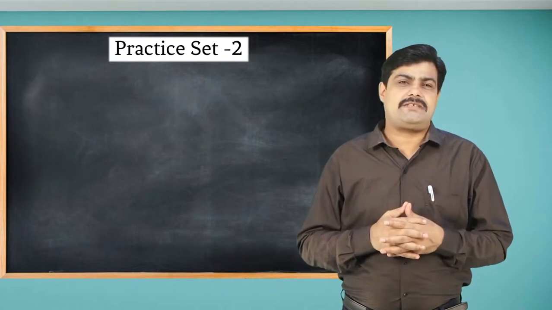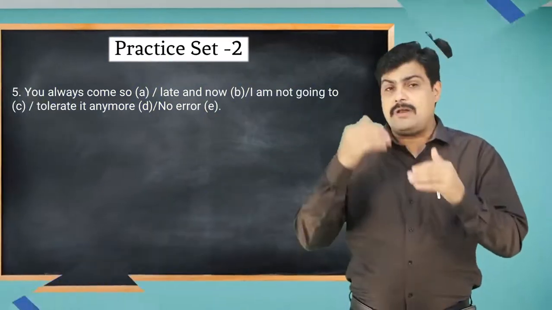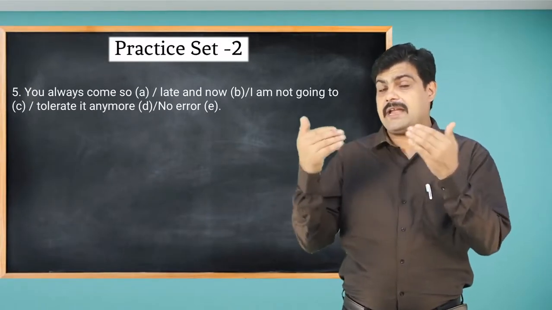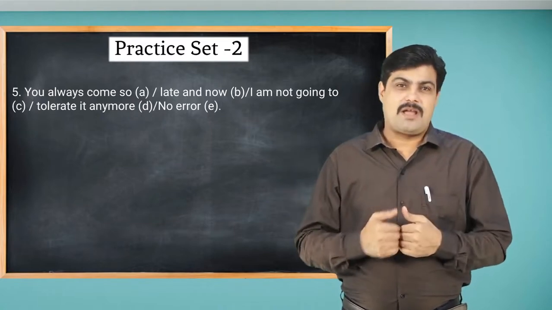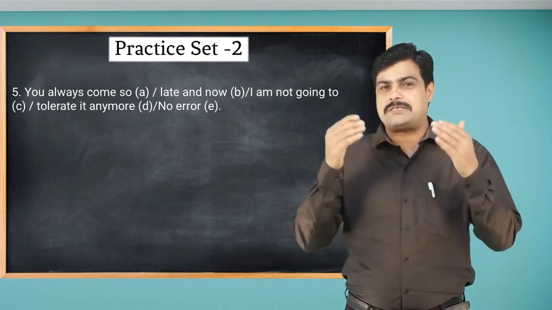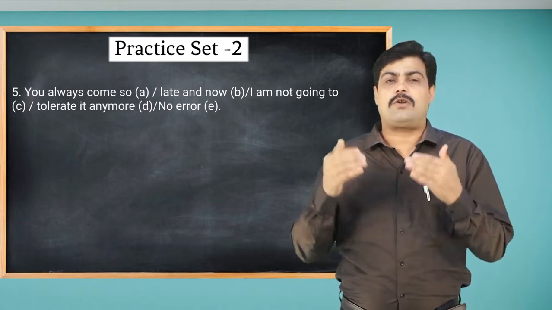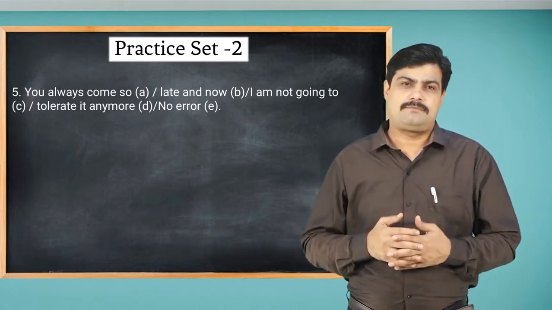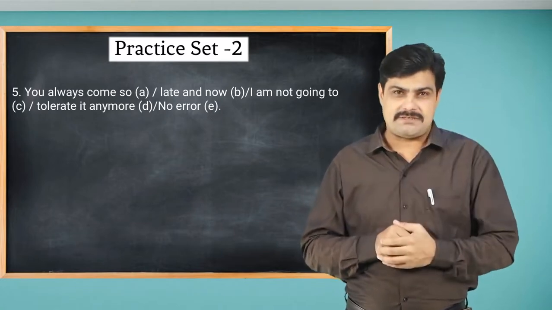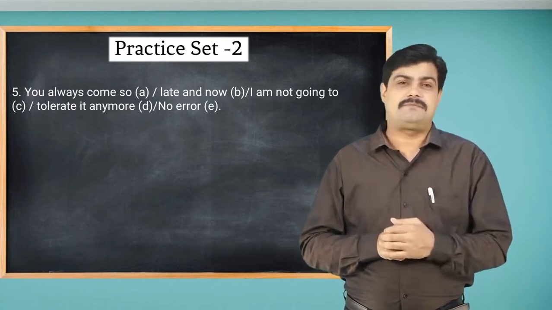Now let's take another sentence. Read the sentence carefully and spot the error. Now let's take this same type of sentence, but it is different in its explanation. Now read the sentence carefully and spot the error. You always come so late and now I am not going to tolerate it anymore. This is a tricky sentence and it resembles the previous sentence we have solved. But here the condition is different.